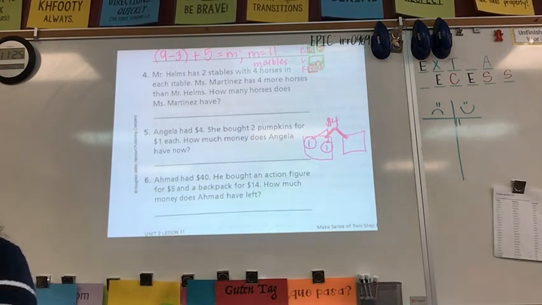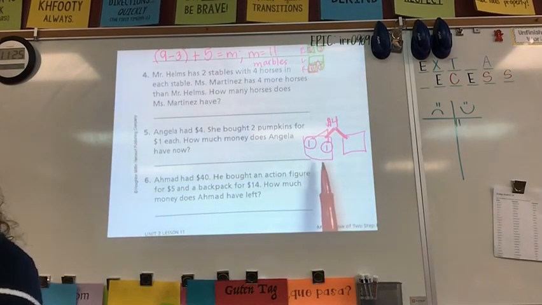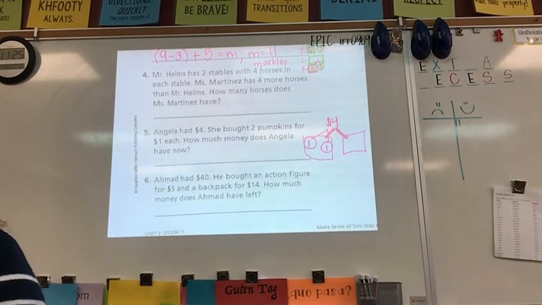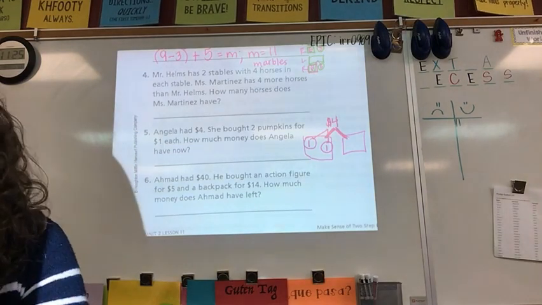So I'll read it again. Angela had $4. Can I do an equation with just that 4? Nope. She bought 2 pumpkins for $1 each. Can I make an equation with that? Yeah. She had 2 groups of 1. That's how much she spent. How much money does Angela have now? Work it out on your desk. Online friends, go ahead and solve yours also. Pause the screen if you need time.